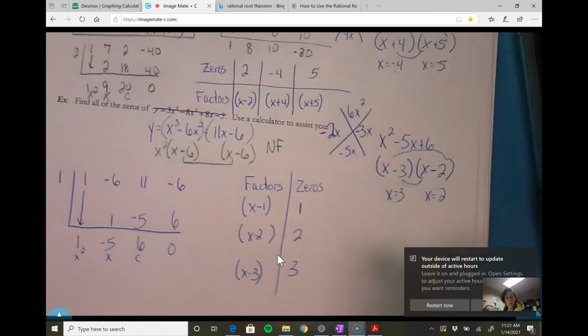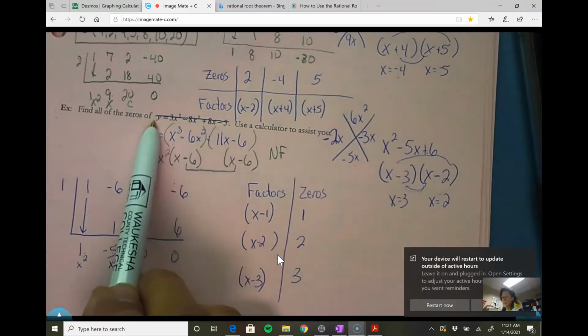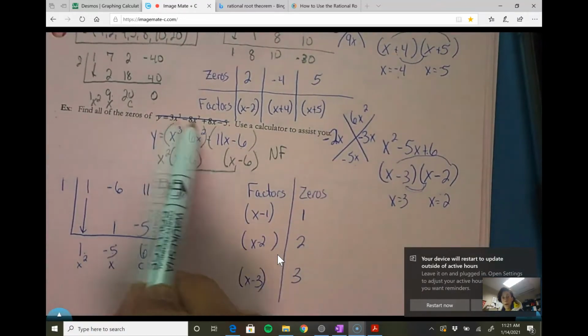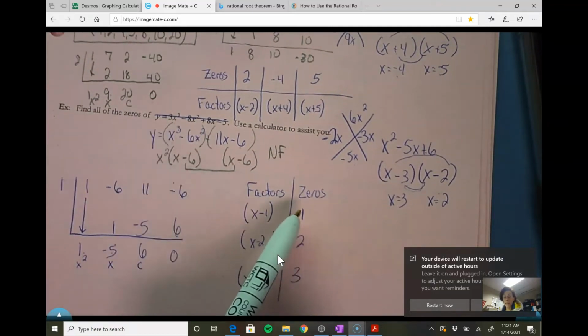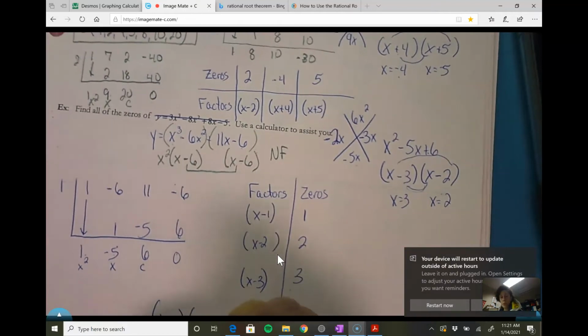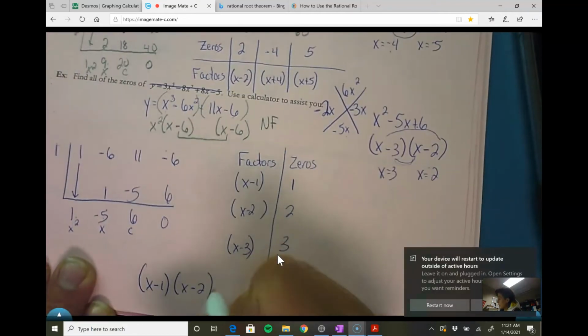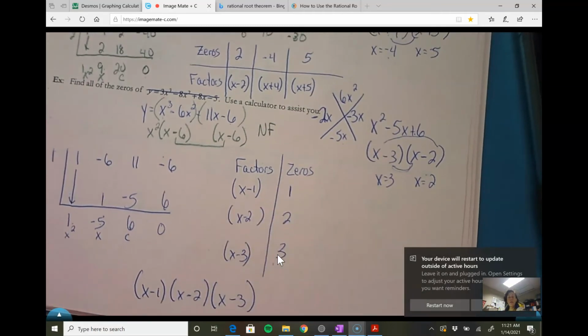So all the things I've done. One, I found all the numbers that make this 0, which means I found all the numbers where it hits the x-axis. It'll hit the x-axis at 1, 2, and 3. The other thing I've done is I put it into factored form: x minus 1, x minus 2, whoops, you can't see that, and x minus 3. I apologize if you were gone and you had to watch this video, but hopefully this makes a little bit more sense.